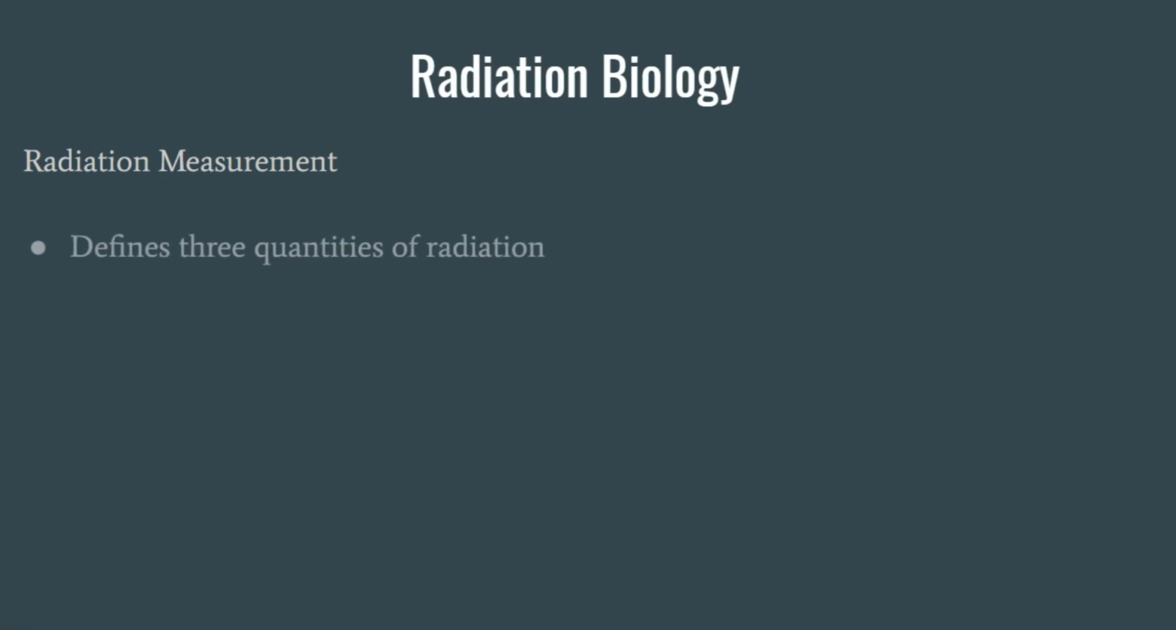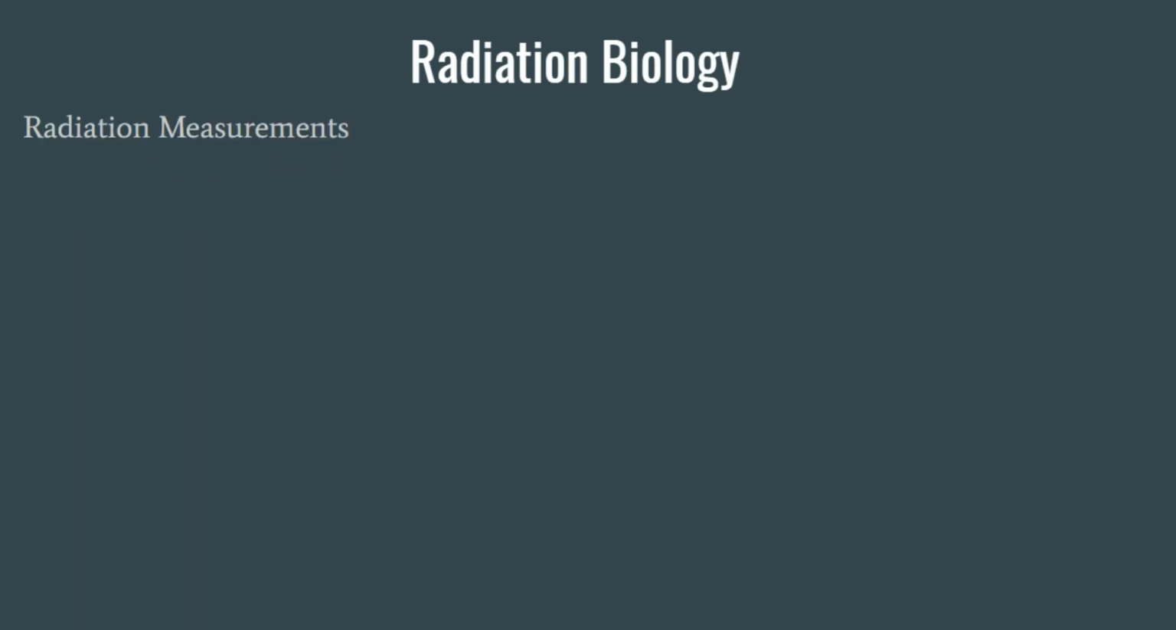Radiation is going to be defined with three quantities of radiation. So, we have the exposure, the dose, and something called the dose equivalent. And currently, there's two systems that are used to define radiation measurements. So let's dive in to those two systems now.